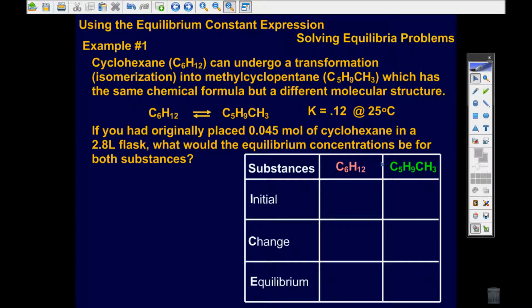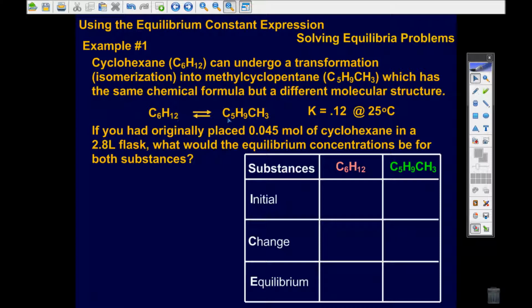Equilibrium constant expressions can be used to solve equilibrium problems, to find what your concentration is at equilibrium. So here's an example problem, and in the example problem you have cyclohexane, which is C6H12, isomerizing into methylcyclopentane, C5H9CH3. The only difference between these two is their structural formulas. C6H12 is the chemical formula, but it has a different structure when it isomerizes into this methylcyclopentane.